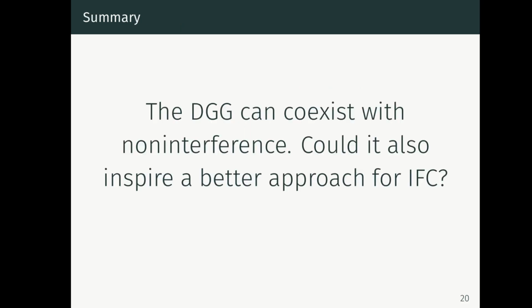So this concludes my talk. We've seen that, unlike what other people had suspected before us, the dynamic gradual guarantee can actually coexist with non-interference. Could it also hint at better approaches for enforcing information flow control?